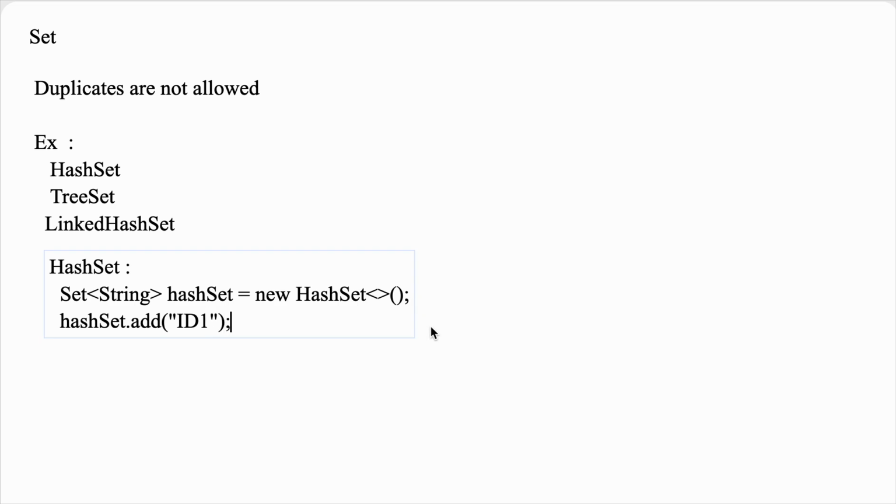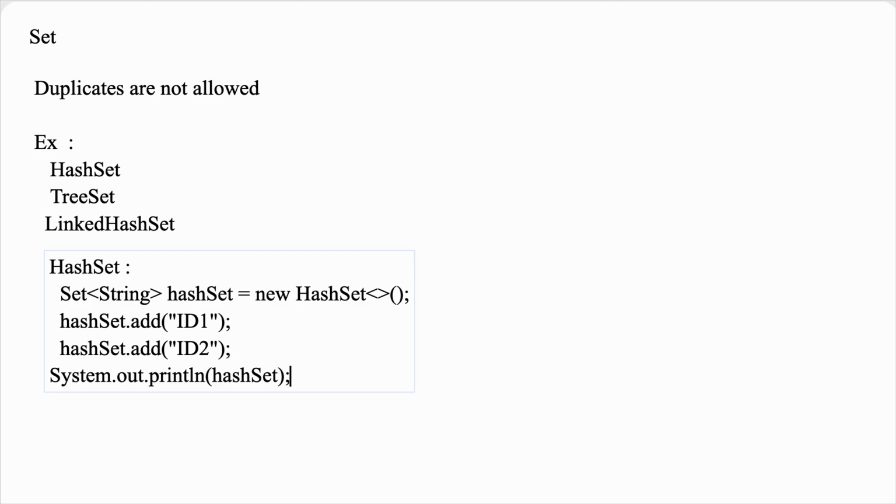Same thing, we need to add one more item, id 2. We can print System.out.println, and we need to print that reference. So this is an example for a hash set.